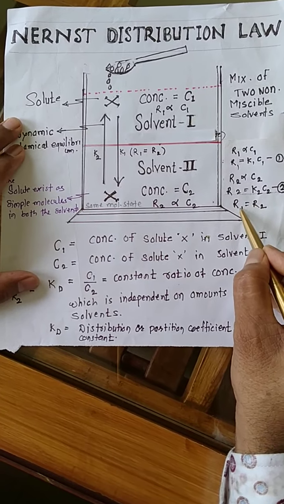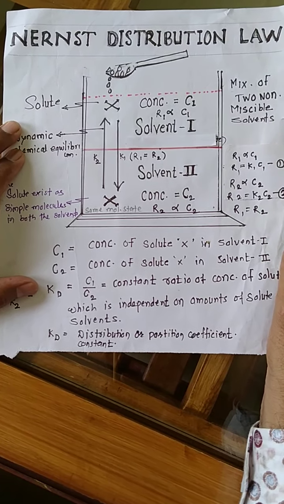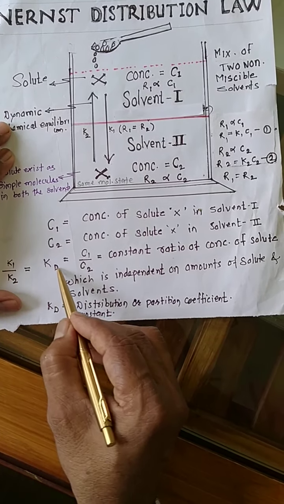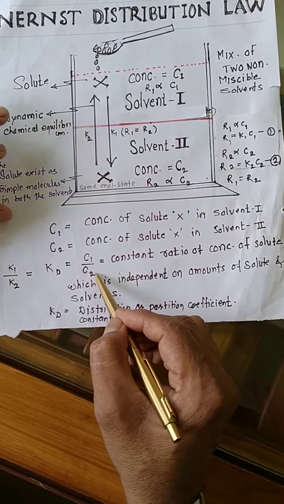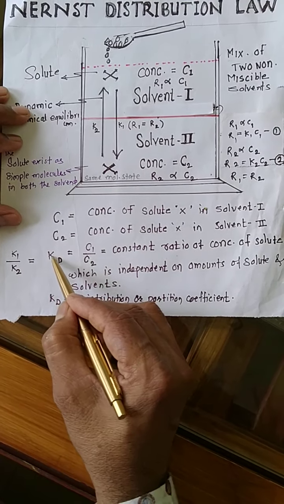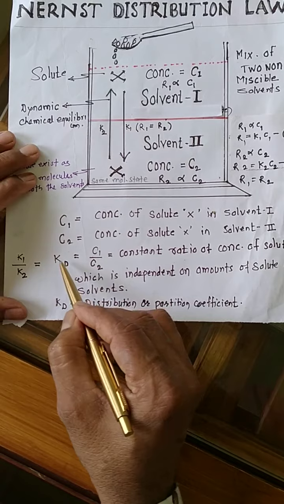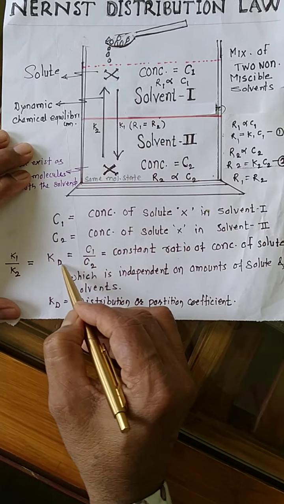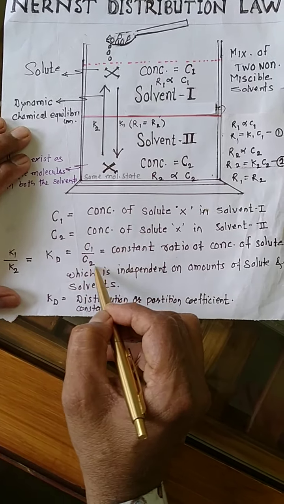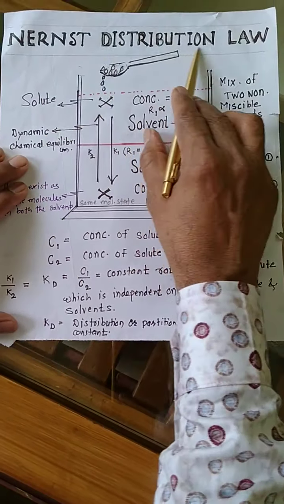Substitute the values of R1 and R2 from equations 1 and 2. We get the equation KD is equal to C1 upon C2. This K1 upon K2 is the KD. And we get this equation KD is equal to C1 upon C2. This is the mathematical form of Nernst distribution law.